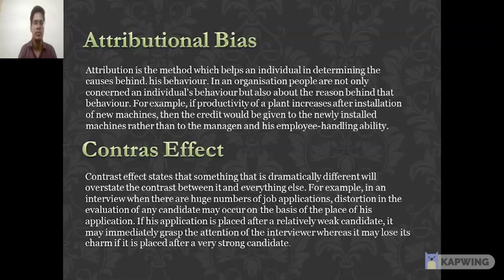Attribution bias. Attribution is a method which helps an individual in determining the cause behind his behavior. In an organization, people are concerned not only about an individual's behavior but also about the reason behind that behavior. For example, if productivity of a plant increases after installation of a new machine, then the credit would be given to the newly installed machine rather than the manager and the employees handling it.